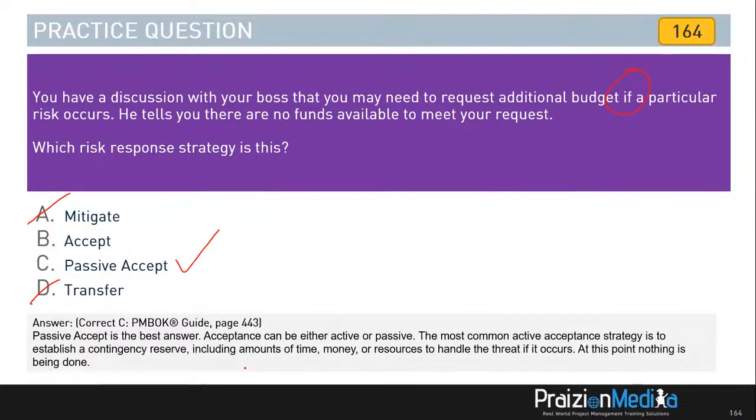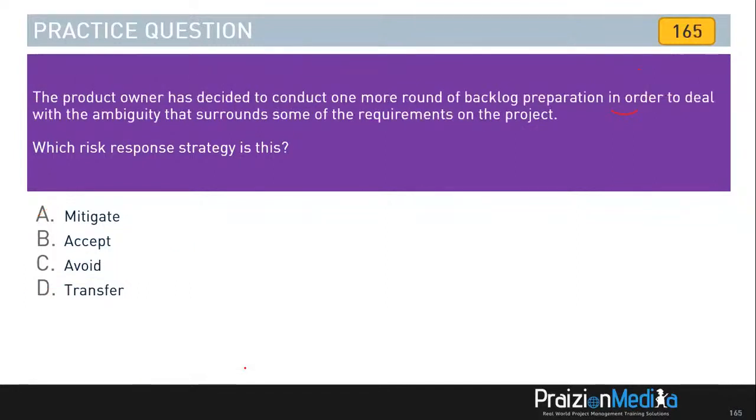Acceptance can be either active or passive. The most common active accept strategy is to establish a contingency reserve, including amounts of time, money, or resources to handle the threat if it occurs. At this point, though, nothing is being done.